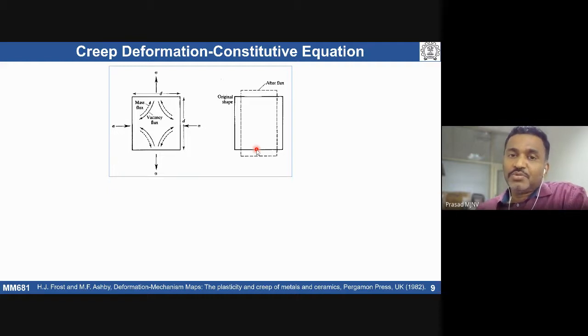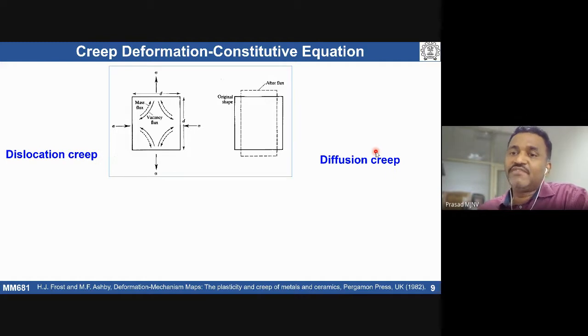Depending on how much stress we are applying: if the stress is high, we talk about dislocation creep. If the stress is relatively low, we typically talk in terms of diffusion creep, because the stress dependency is low. At low stress we talk about diffusion creep at high temperature, both at high temperature. So accordingly we have dislocation creep and diffusion creep.